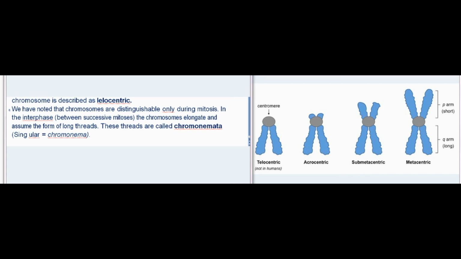We have noted that chromosomes are distinguishable only during mitosis. In the interphase, between successive mitoses, the chromosomes elongate and assume the form of long threads. These threads are called chromonemata, singular chromonema.